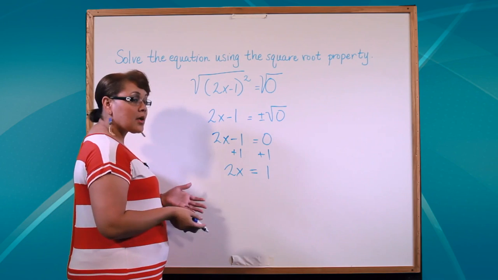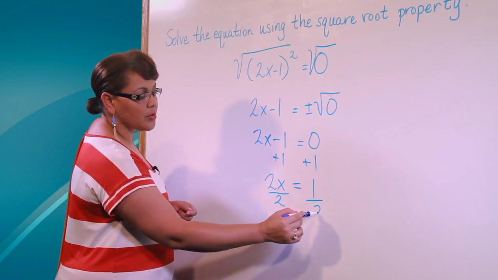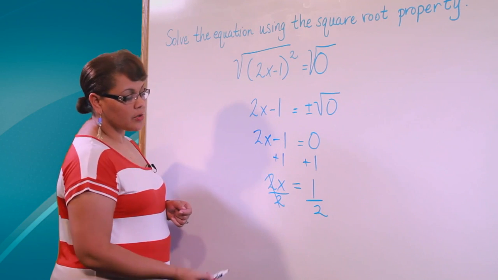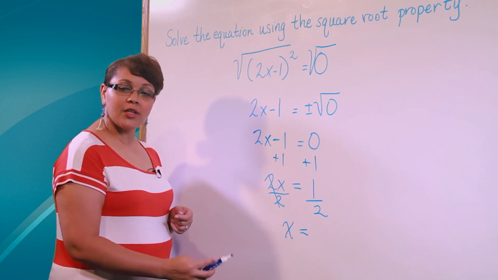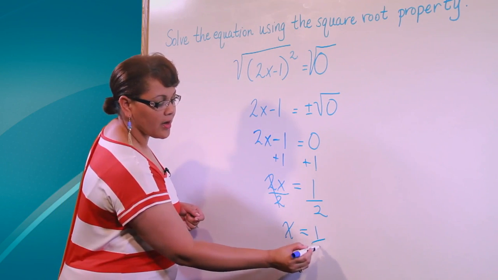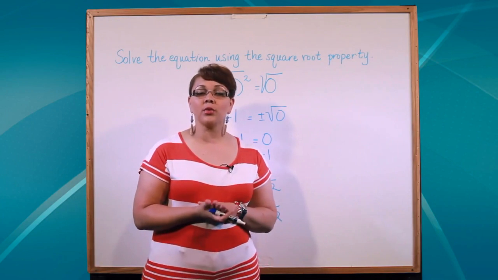And now last, to solve the equation, I will divide both sides of my equation by 2. 2 divided by 2 reduces to 1. 1 times x is x. And my solution is x equals 1/2. And this is how we solve an equation using the square root property.